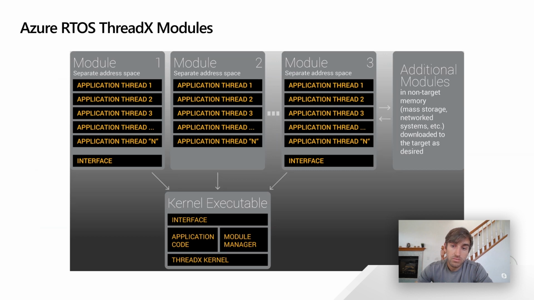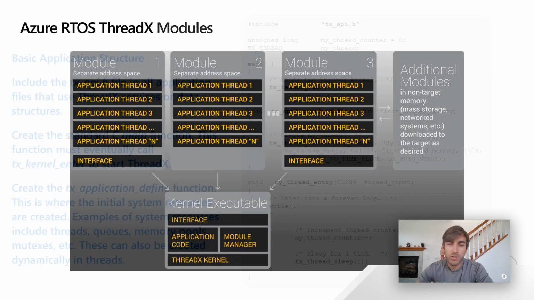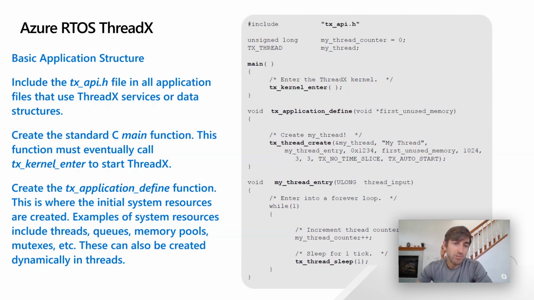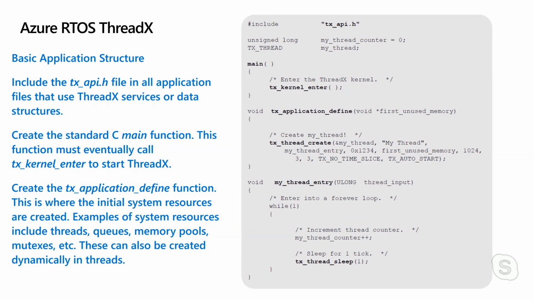So next, we're just going to get into a super basic look at how your application starts. So the basic ThreadX structure here: in any files that you're using the ThreadX API, you would just include txapi.h. And this is all just standard C code and standard C header files. In your main function, you would probably set up your processor, maybe set up your hardware. And then at the bottom of main, you'd call tx_kernel_enter. So that's what actually enters the scheduler.